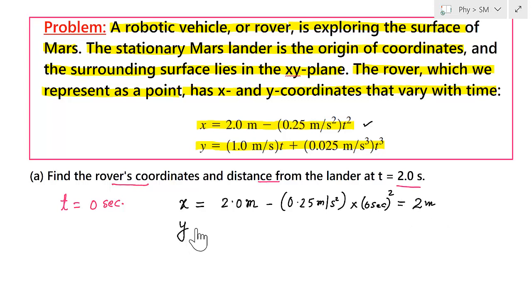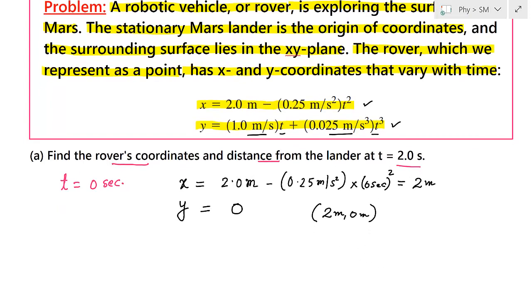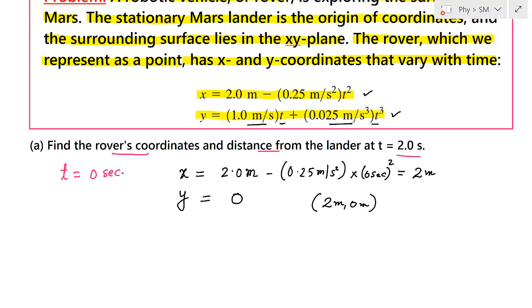Now similarly I can calculate the y coordinate. And the y coordinate is given by this expression. If you see, this y coordinate is multiplied by time. Both terms in this y coordinate are multiplied by the time. And time is 0. This means this term is 0 and this term is 0. This means the y coordinate is 0. So at t equals 0, the x coordinate is 2 meter and the y coordinate is 0 meter. So this is the coordinate of the rover at t equals 0.